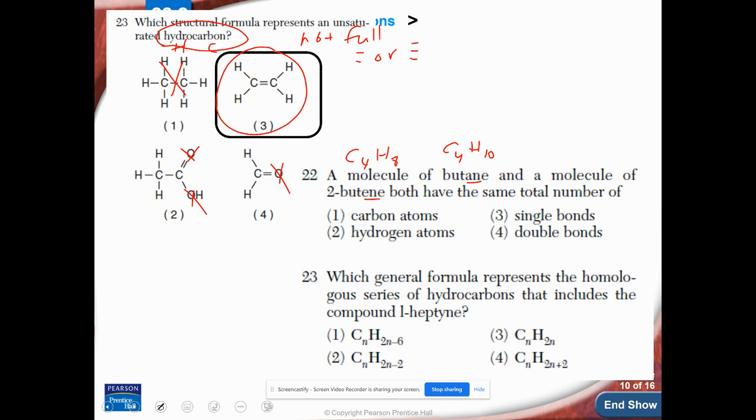Do they have the same total number of carbons? Yes. Do they have the same number of hydrogens? No. Do they all have single bonds? Nope. Only ANE has the single bonds. ENE has a double bond.